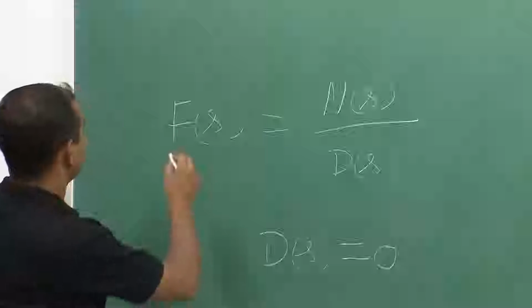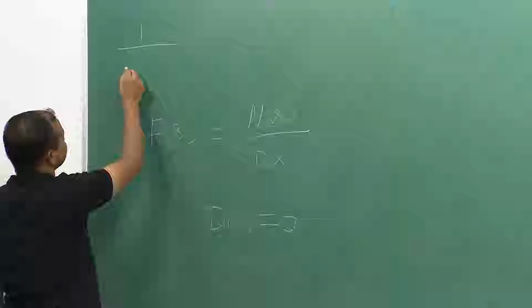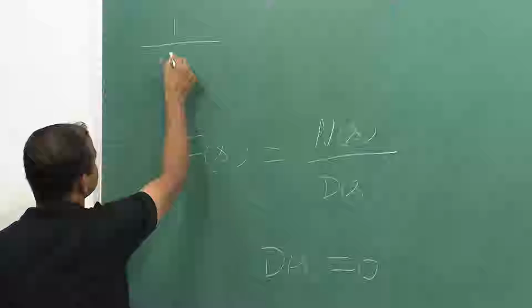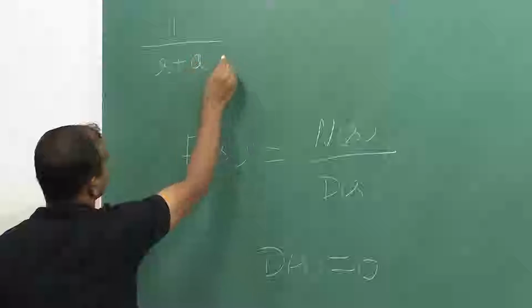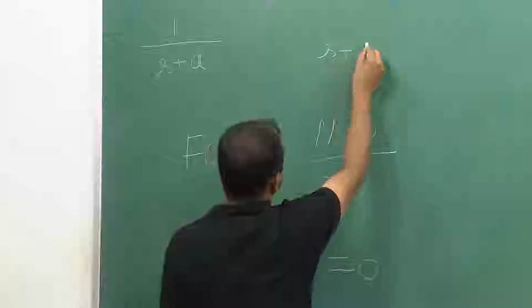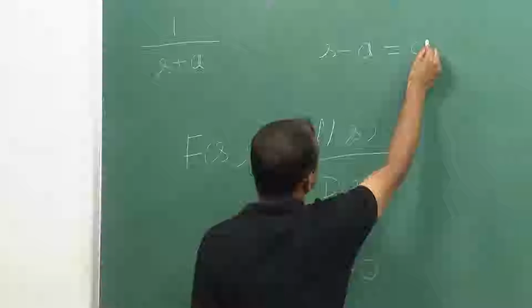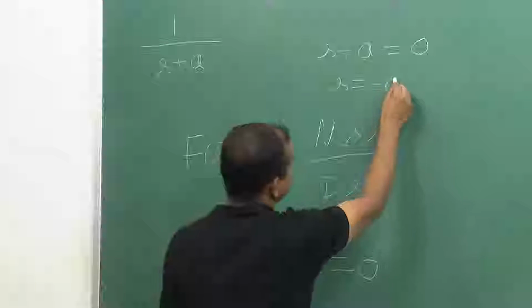Suppose I have a transfer function having first order characteristic equation, 1 by s plus a. In this case, my characteristic equation will be s plus a is equal to 0, and the pole will be s is equal to minus a.